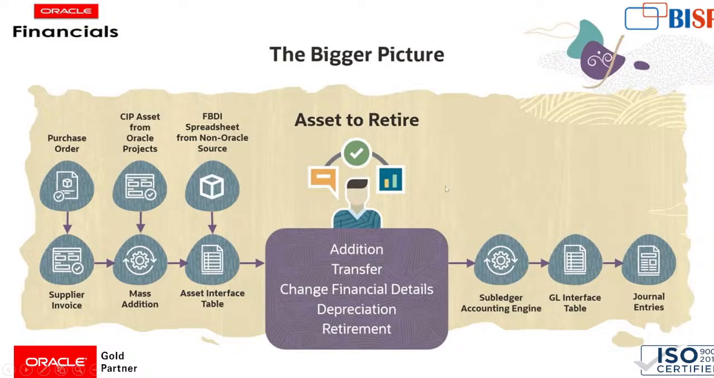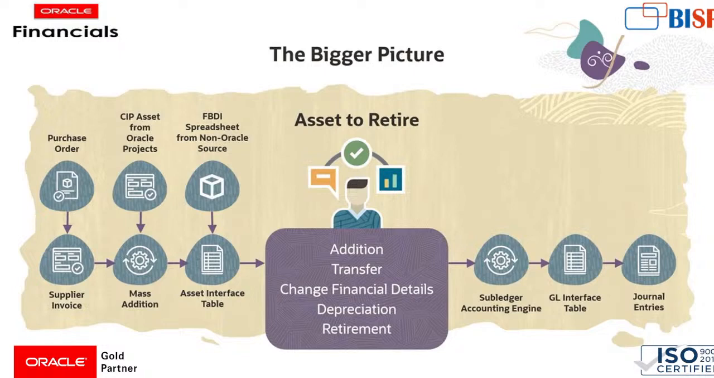So that will be today's flow. We will also see that a CIP asset from Oracle Projects can be added, and from an FBDI spreadsheet from a source system, you can add through the asset interface table also, right? So that is how things are in the bigger picture. You can see the asset can be added into the application.